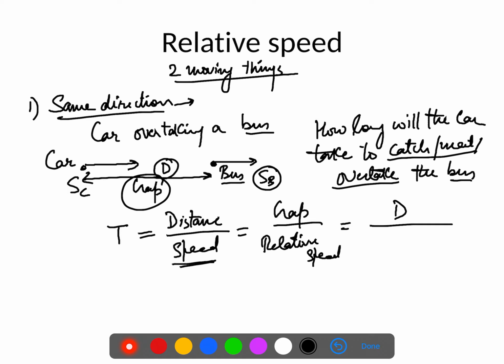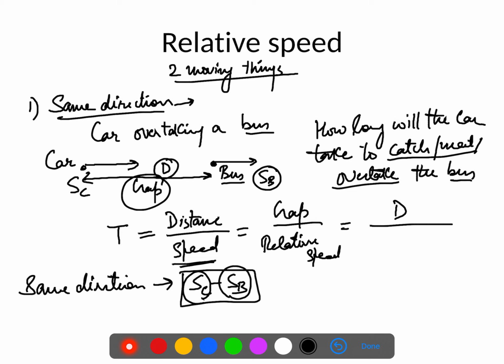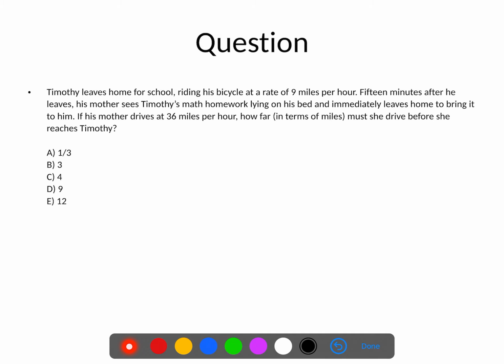So when things move in the same direction, relative speed is the difference of the speeds. The bigger speed minus the smaller speed, SC minus SB. That's what it is. So we need to know two things. One is the initial gap between the two things. Second, the difference of the speeds. That's all we need. Let's take a question.